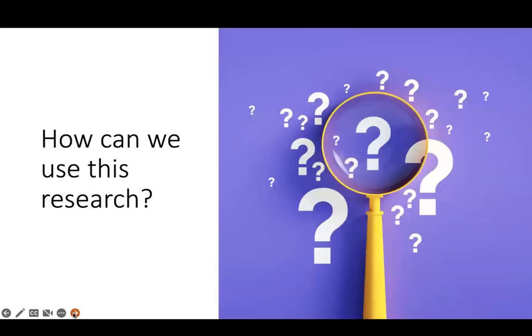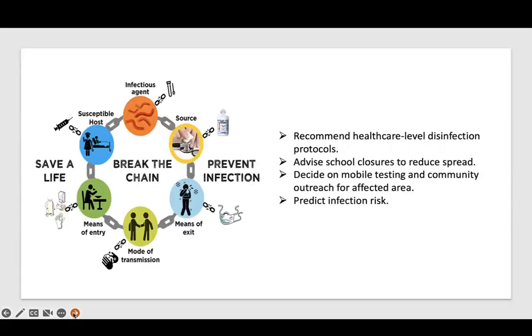So what actions can we take based on this? As I mentioned earlier, the key to controlling the spread of flu is to break the chain of disease transmission. In order to facilitate that, we can make recommendations about healthcare-level disinfection protocols or advise school closures to reduce or minimize the spread to some extent. Or we can make informed decisions about mobile testing locations. In future, if some features of connectivity are generated that are significant, we can make use of more sophisticated deep learning models to make accurate predictions of risk of infection.